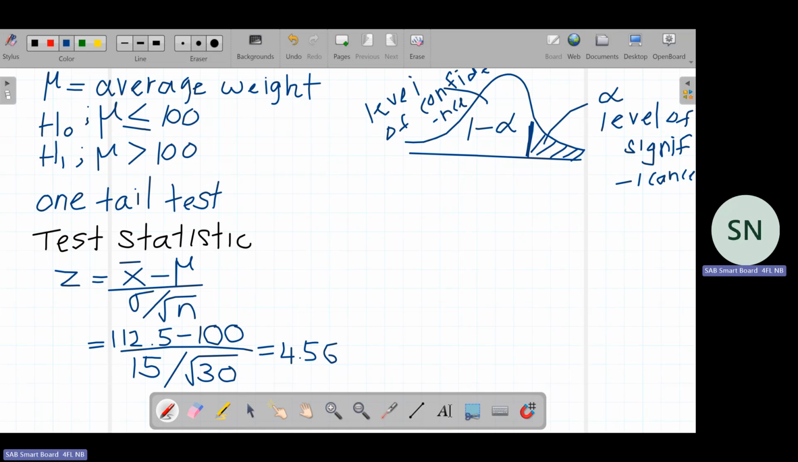Okay. Then this point we call the critical value. What is it? Critical value or critical points.